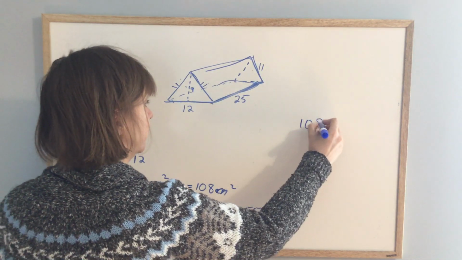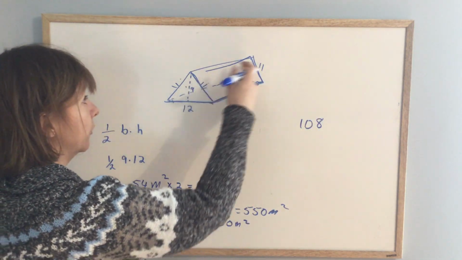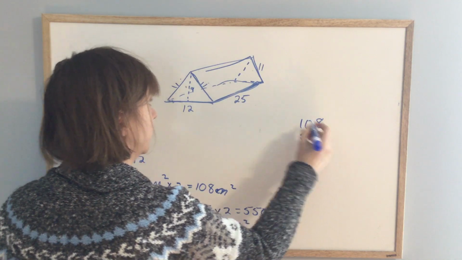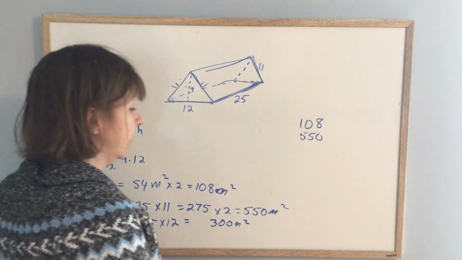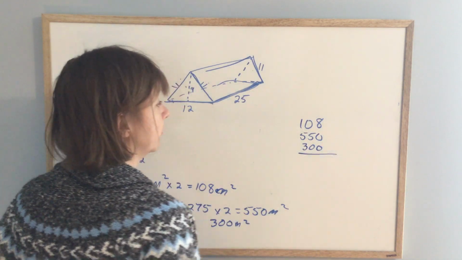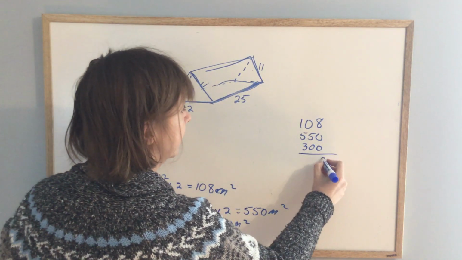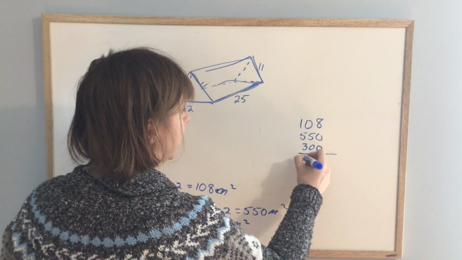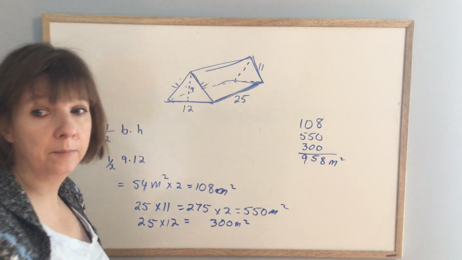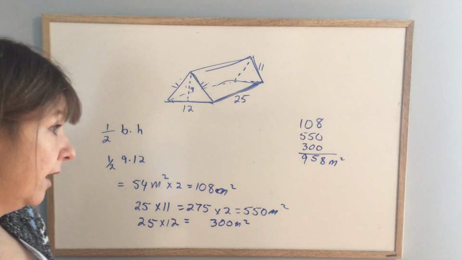So I have the 2 triangles that make the front door and the back door if you want. I have the 2 side walls that are rectangles that are 550, and I have the floor that is 300. So when I add those all up, I get 958 square meters. So that would be number 10.